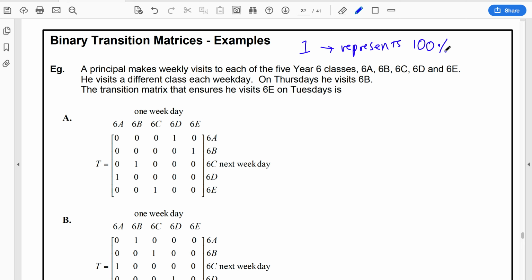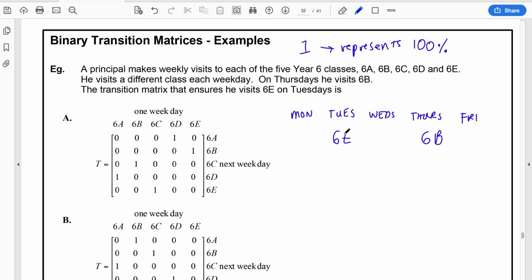So I want to just get straight into it so that you can see this example and the next. We've got a principal making weekly visits to 5 Year 6 classes. So here are the classes listed. He visits a different class each weekday. And on Thursdays, he visits this class, which is 6B. So I might just write that out. We're talking about weekdays, like so. And we're told that on Thursdays he visits 6B. And we want the transition matrix which ensures he visits 6E on a Tuesday.